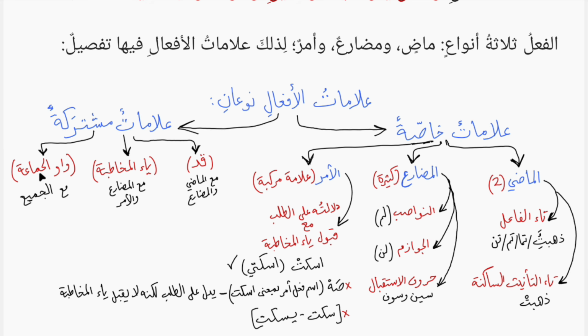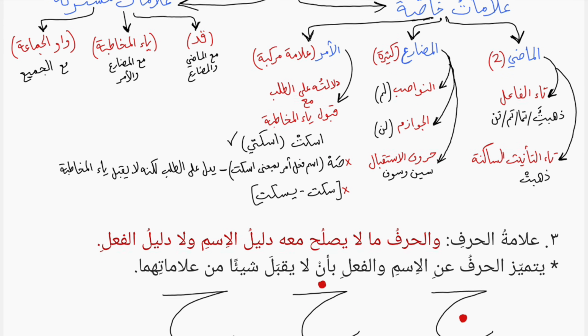Waw al-jama'ah is found in all cases. So dhahabu, yadhhabun, idhhabu. Idhhabu is fi'l amr. Yadhhabun is mudari. Dhahabu is madi. So it comes in all 3 cases. So the shared signs, you find some which are found in two, madi and mudari, or mudari and amr, or all 3. Okay. So these are the signs regarding the af'al.